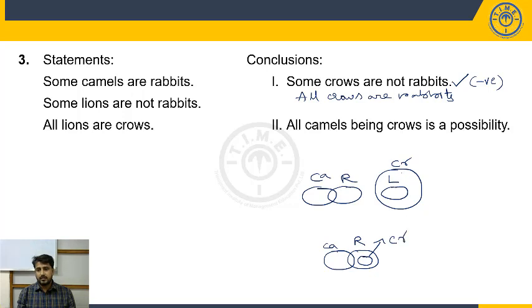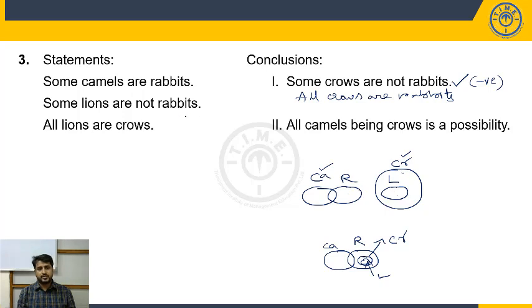So all crows should be inside the rabbit, and you already know lions are within the crows. So it is not violating these particular statements, but we have to check the statement some lions are not rabbits. But what happened here? All lions become rabbits. As per this statement, definitely some lions should not be rabbits. It means we cannot draw the diagram, because whenever we try to place crows within the rabbit, lions will go within the rabbit.